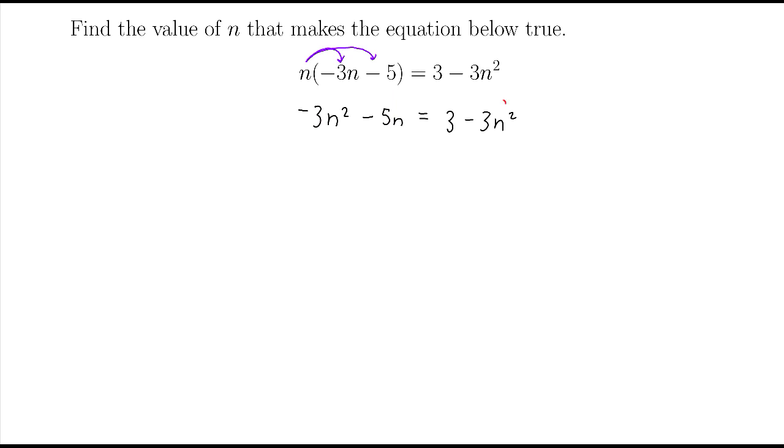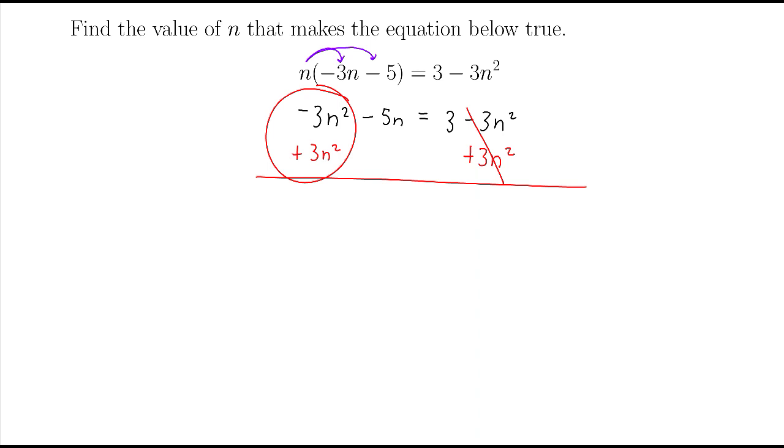But I can get rid of this negative 3n squared, so I'm going to add 3n squared to both sides. And notice how I'm putting the n squared that I'm adding under the other n squared, right? I want to pair those up because those are like terms. Negative 3n squared plus 3n squared, well, those will cancel out as well. So, like I said, this problem looks worse than it actually is because the squared variable term on both sides cancels out. And so you're actually just left with negative 5 times n equals 3.